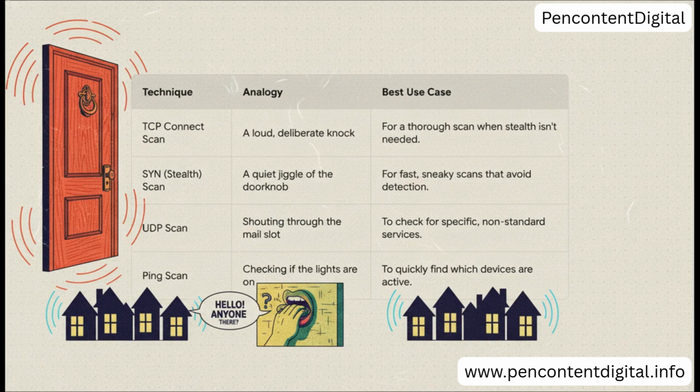Now, Nmap has a few different ways to check those doors, and each one has its pros and cons. You've got the TCP Connect scan. Think of this as a loud, confident knock. Knock, knock. It works, it's thorough, but everybody in the building knows you're there.